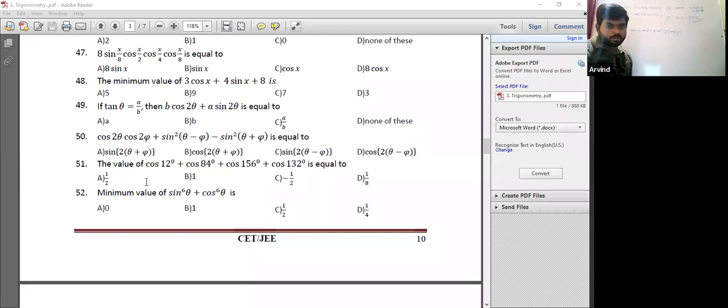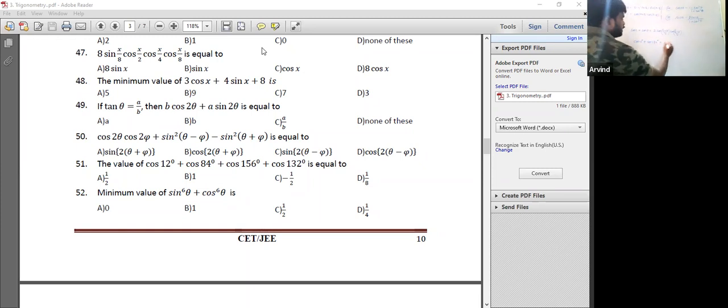For example, I'll group 12 and 132. Why? Because 132 minus 12 is 120. So 120 by 2 is 60. So a standard angle comes, so that's why we group them. I'll just do it on the board. Cos 12 plus cos 132.